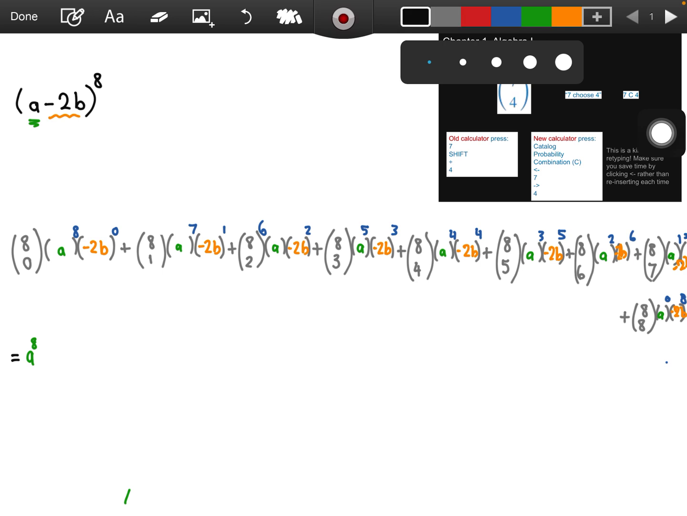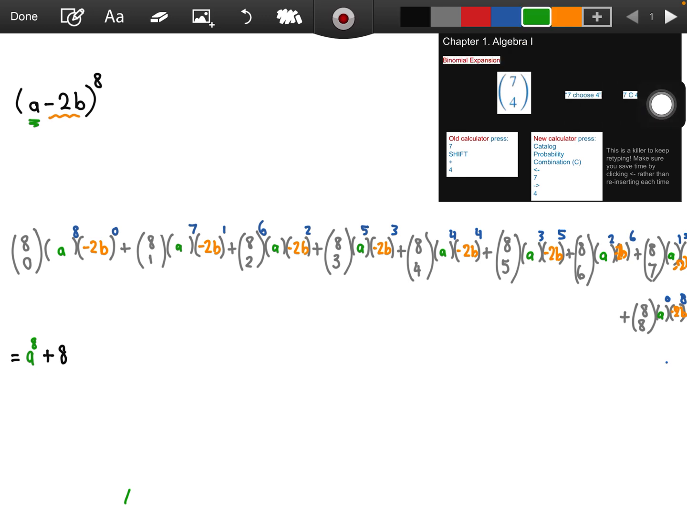Next one, I'm going to write the plus here, but if you type into your calculator 8 choose 1, you see that that is an 8 there. Then I have a to the power of 7, and then I have a minus 2b to the power of 1, so the 1 is acting on the minus 2 and on the b. I'm going to have to go through this again and multiply that 8 by the minus 2.